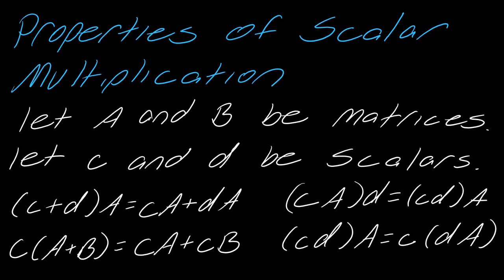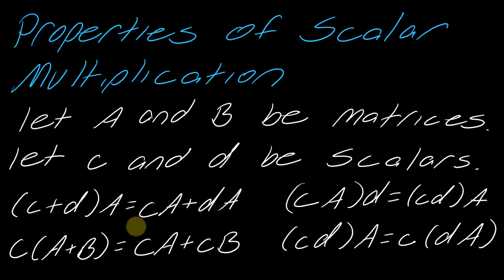Just to mention, if I have two matrices A and B, and two scalars C and D, which are whatever real numbers you want, I have a couple properties of scalar multiplication. Scalar multiplication is distributive. I could take C plus D times A, so I could first add these together and then multiply, or I could just distribute each of these scalars. That goes both ways. You can distribute with scalars and with matrices, as you see here.